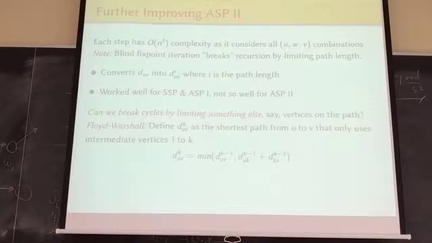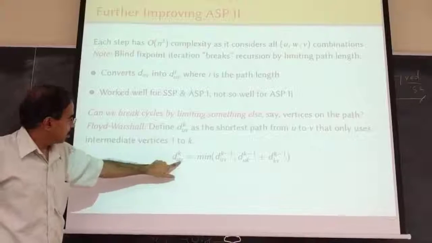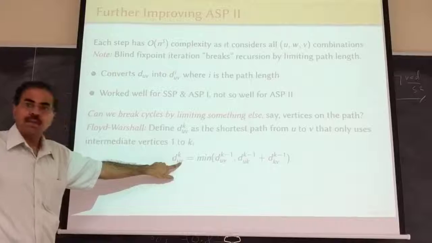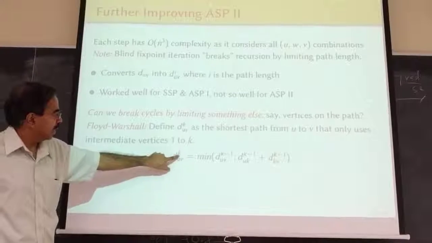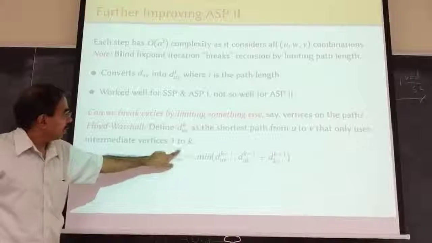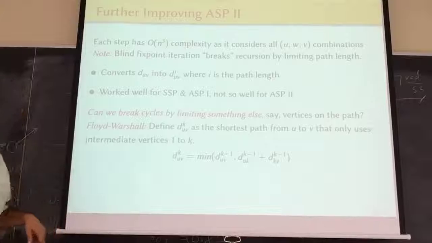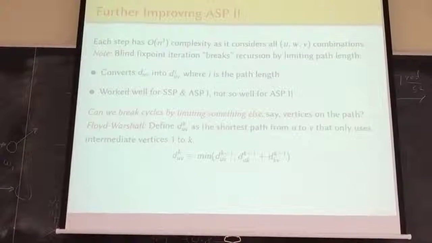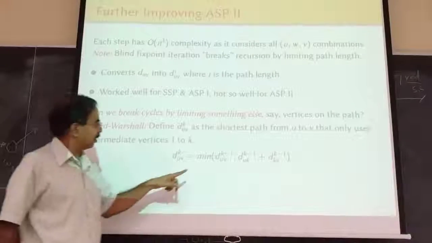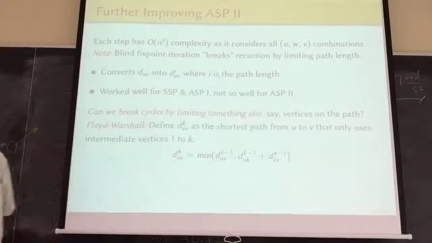So we are going to say the shortest distance between u and v, okay, is, in this case, instead of breaking it on the number of edges, k now represents the maximum numbered vertex through which the path will go, okay? So what we are saying here is that in order to go from u to v, right, you will go through, let's draw a picture.